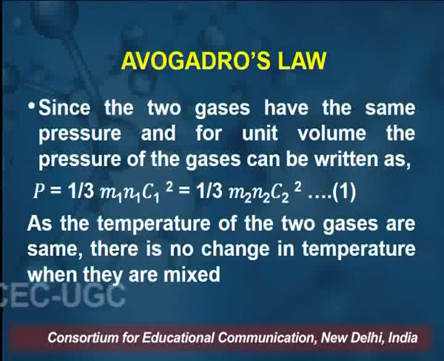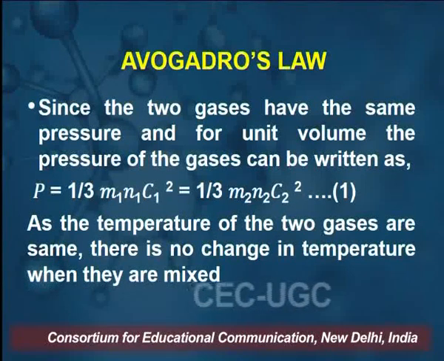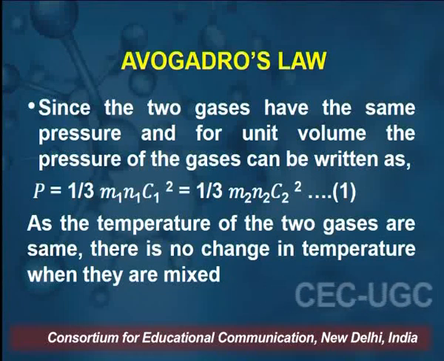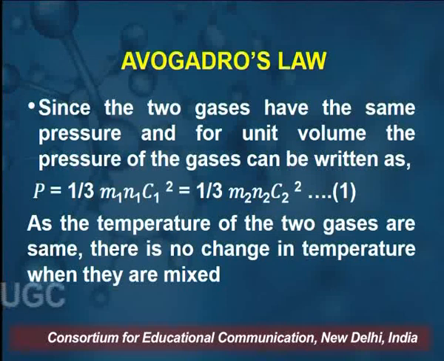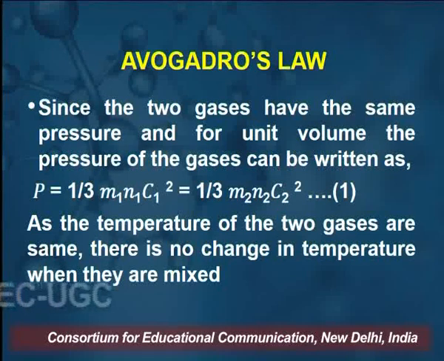Since the two gases have the same pressure and unit volume, the pressure of the gases can be written as P = 1/3 M1 N1 C1 square = 1/3 M2 N2 C2 square. Call this expression 1.